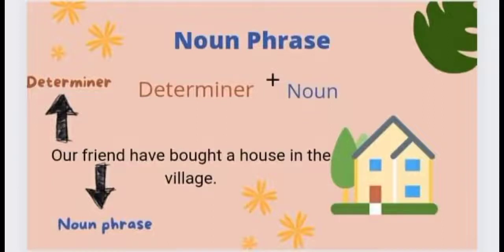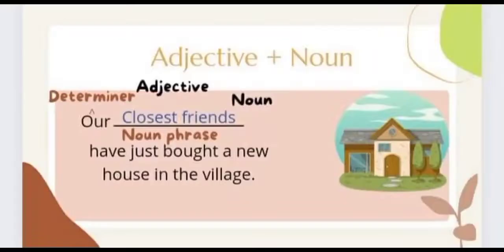A noun phrase can be a determiner plus a noun. Our friend have bought a house in the village. In this sentence, our is a determiner, friend is a noun. Together, they form a noun phrase.